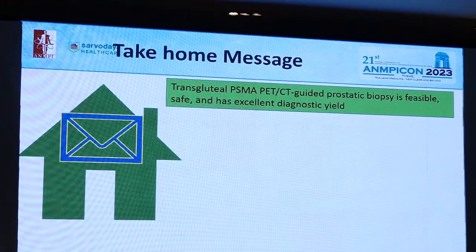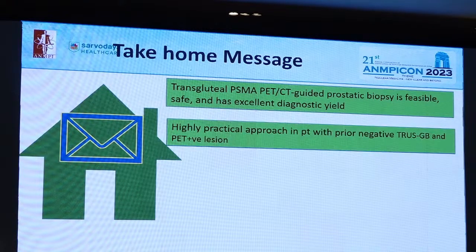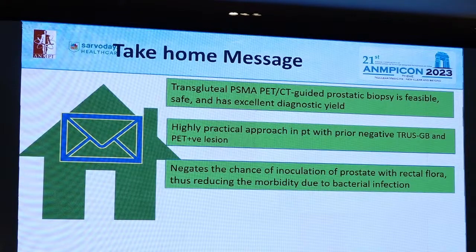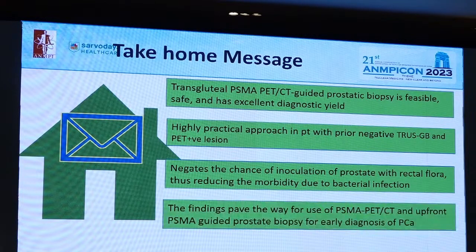Now, coming to the take home message: transgluteal PSMA PET guided biopsy is feasible, safe, and has excellent diagnostic performance. It is a highly practical approach in patients with prior negative TRUS guided biopsy and having PET positive lesions. It negates the chance of inoculation of the prostate with the rectal flora, so the morbidity will be minimized. So the findings of our results pave the way for upfront PSMA PET-CT guided biopsy for early detection of prostate cancer.